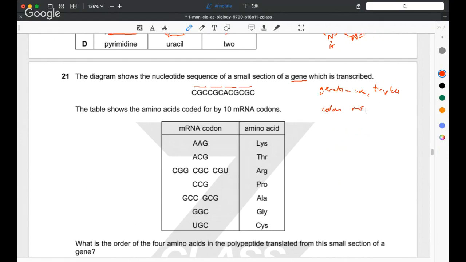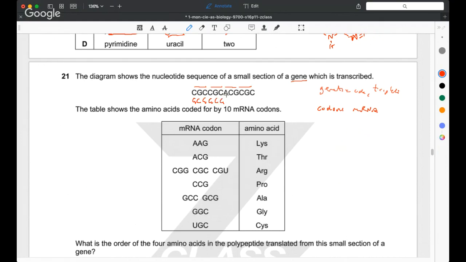for messenger RNA. Okay, so you're looking for the transcription of these genetic code triplets into codons in messenger RNA. Okay, so, well, you know that the C is going to have a complementary base of a G. C, G. And then you've got G, C, G.